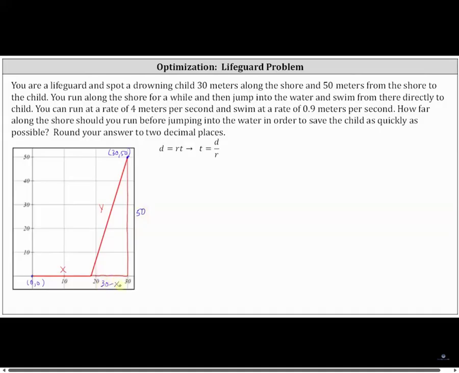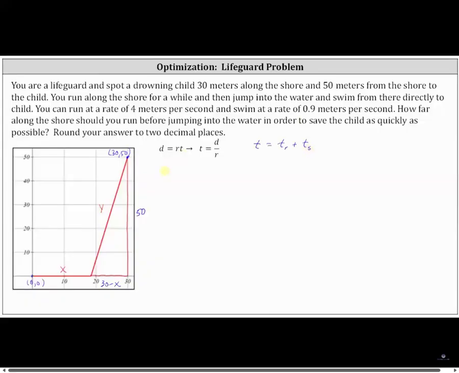And now to solve this problem, we'll be using the distance equals rate times time formula. But because we're trying to minimize the time, we need to solve the equation for t by dividing both sides by r, which gives us time t is equal to distance divided by rate. And in our case, the time t is equal to the run time plus the swim time. Let's let t equal t sub r plus t sub s.